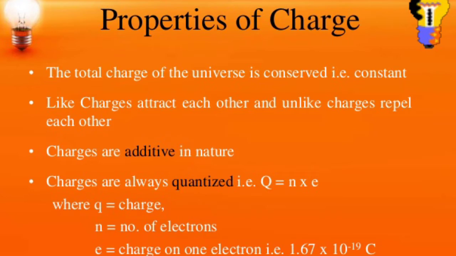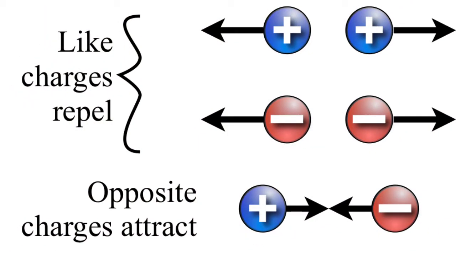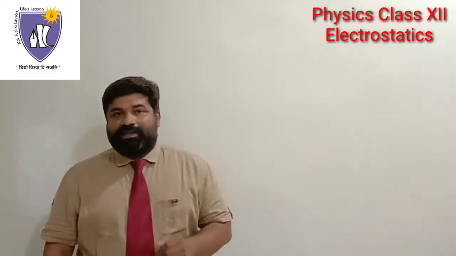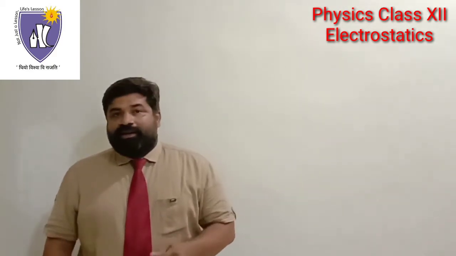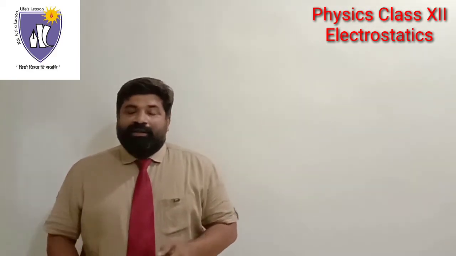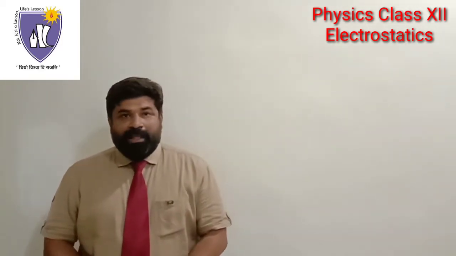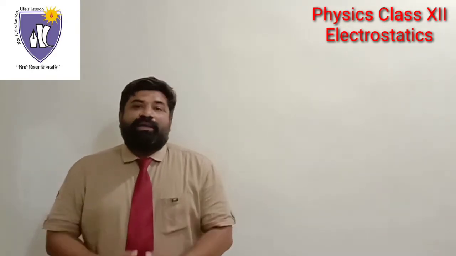In the previous video I had explained two properties. First was the fundamental law, if you remember, that like charges repel each other and unlike charges attract each other. So this was the first property. Second property, that charges are conserved in nature, that is, neither created nor destroyed. We know that it can be transferred from one body to another body. Now the third property, that the charges are additive in nature.